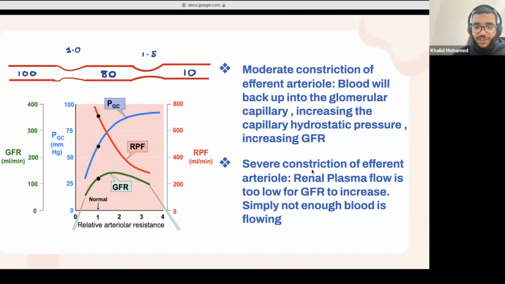However, in severe constriction, when we reach a point where there's basically no renal plasma flow, even if the hydrostatic pressure here increased, there's no more blood coming because there's no flow. Flow stopped, and therefore GFR will start decreasing. So basically, in moderate constriction, GFR will increase, okay, because the effect of the hydrostatic pressure is dominant over the effect of the renal plasma flow. And in severe constriction, GFR will decrease because the effect of the decrease in renal plasma flow is dominant over the effect of glomerular capillary pressure.